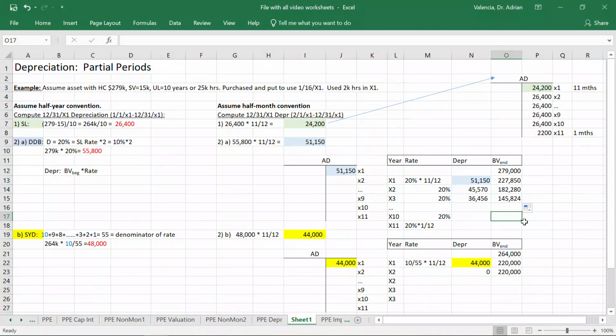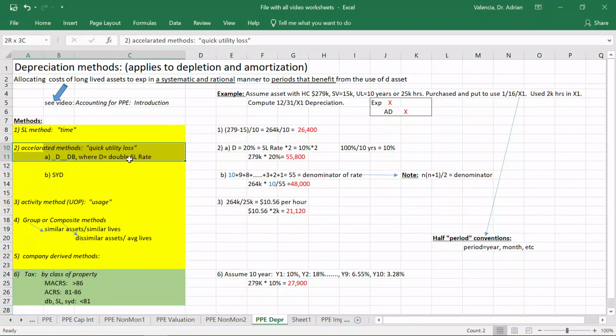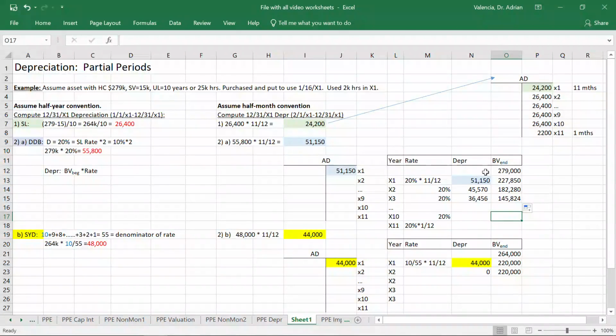Because I want to show you something you got to be really careful about. Recall that both double declining balance and sum of the year's digits are referred to as accelerated depreciation methods, right? Based on the original video on depreciation methods. So with them, you're going to naturally depreciate very quickly. You might not even get to the 11th year before you will have fully depreciated. And this is where you have to be very careful.